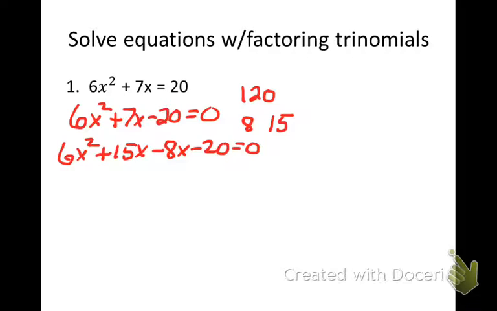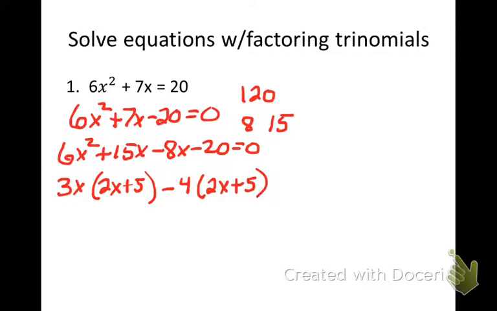I did forget to remind you, always look for something in common first. We didn't have anything, but don't forget that now that we've learned that. So what do we have in common here? We have a 3x, leaving me with 2x plus 5. Here I need to factor out a negative 4, leaving me with 2x plus 5. So they have a 2x plus 5 in common, so I factor that out, leaving me 3x minus 4.